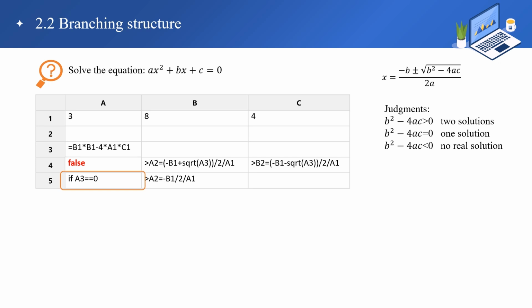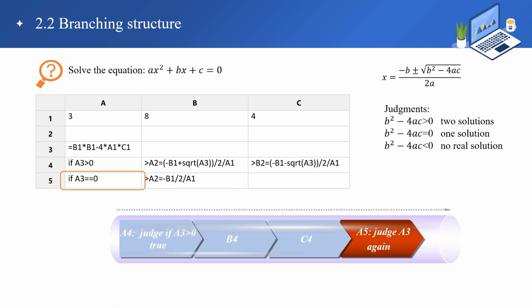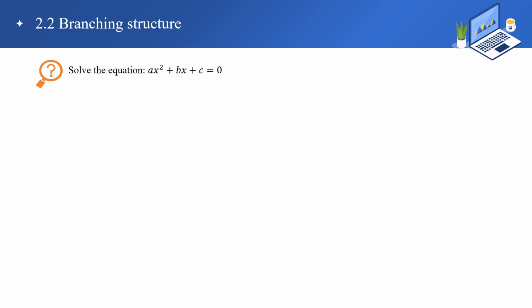There is no error in this code, but there is a small problem. Judge whether A3 is greater than 0 in cell A4, and if it is true, B4 and C4 will continue. And then what? The program will still be executed to A5, and it will be judged whether A3 is equal to 0 again, but this is an unnecessary action and a waste of time. Only if A3 is greater than 0 is not true, it is necessary to judge whether A3 equals 0. How to avoid this redundant action?